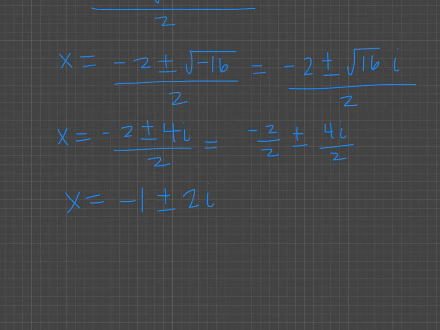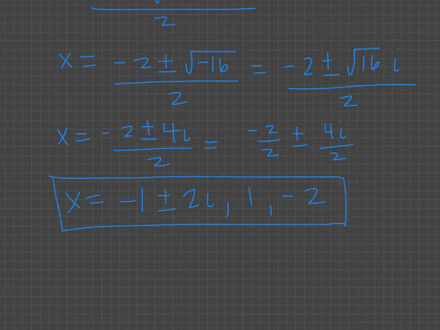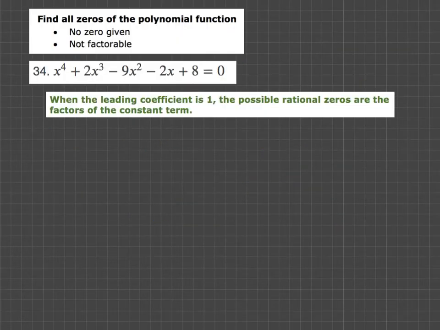So we have 2 complex solutions in addition to the 2 real solutions that we found, 1 and -2. So that would be the answer to this problem where you're asked to find the zeros of the polynomial. Let's look at this example.